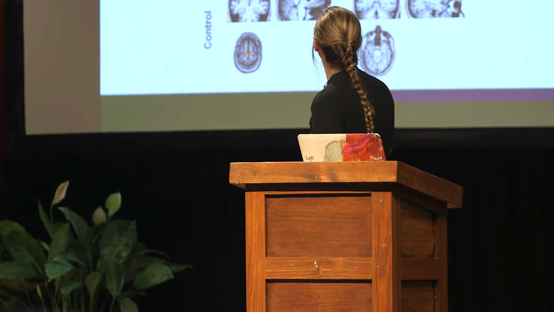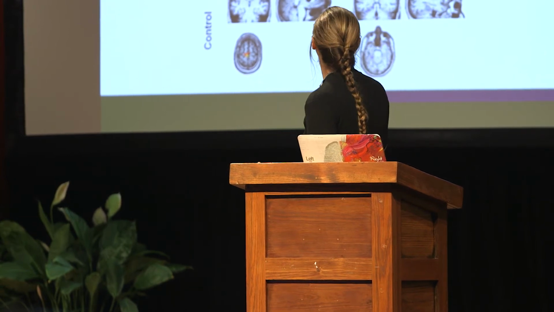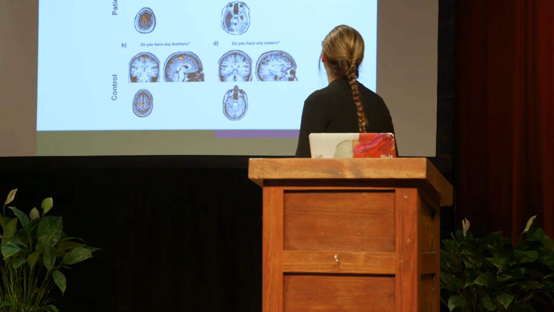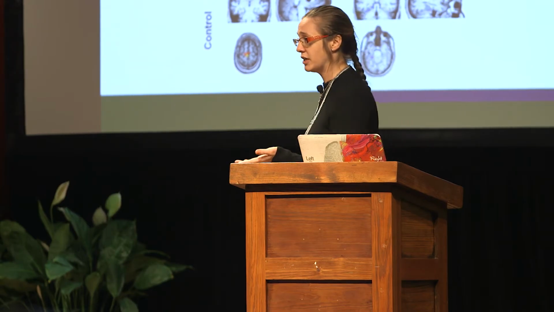And this is a patient, for example, where we could ask him questions, and we said to him, if you want to say yes, imagine playing tennis. If you want to say no, imagine navigating around your home. And the patient appropriately answered several questions, like, is your father's name Alexander? He could say yes. Is your father's name Thomas? He could say no. Do you have any brothers? Yes. Do you have any sister? No. And that was accurate each time. So we could potentially use such tools to communicate with patients in the vegetative state.